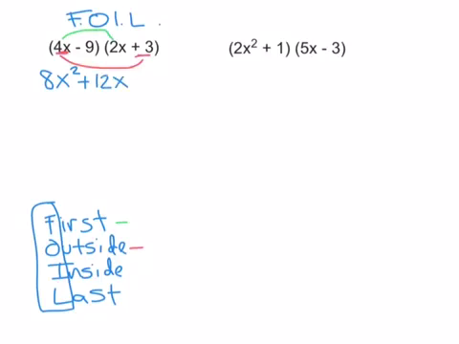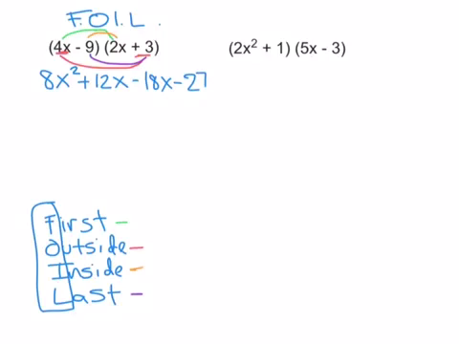Then we would use I, which stands for inside, so the inside terms, so that's these two here. So negative 9 times 2x, which would be negative 18x, so minus 18x. And then, of course, L stands for last, the last term. So take the last term of this binomial, multiply by the last term of this binomial. So that would be negative 9 times positive 3, which is negative 27.